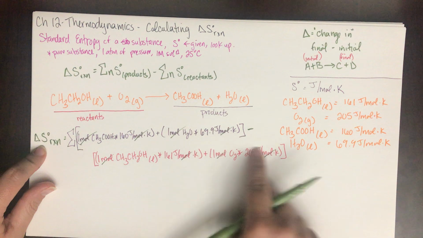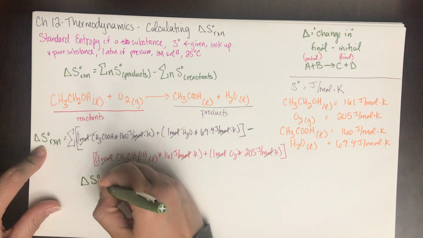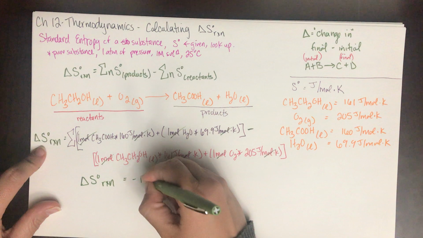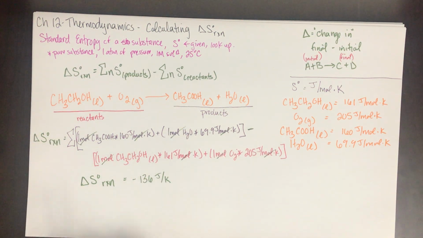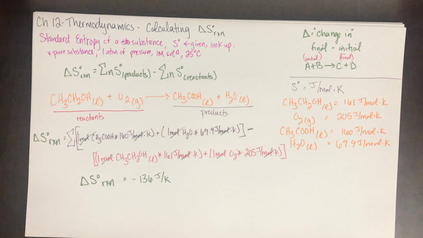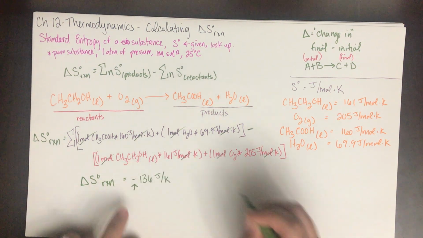For the reactants, you should get something like 366 joules per Kelvin. So the delta S for the reaction is going to be negative 136 joules per Kelvin. That's the standard entropy change for this reaction. So now let's think if this makes sense. So we see that this is a negative change.